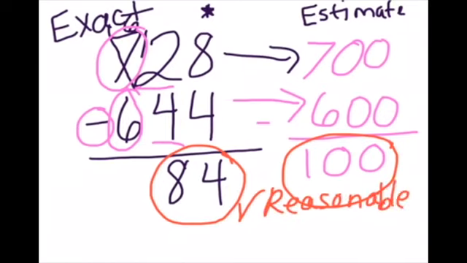If it was not close to each other, if my answers were like 100 or more away from each other, then that would not be reasonable, and then that would tell me that I made a mistake either with my exact answer or my estimated answer. So thankfully those are reasonable and they make sense. So that's telling me I must have done this correctly with my math when I subtracted both times.